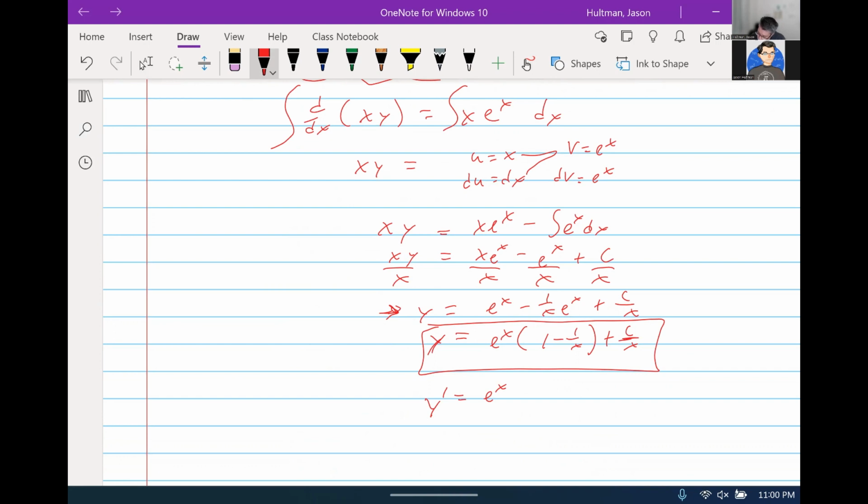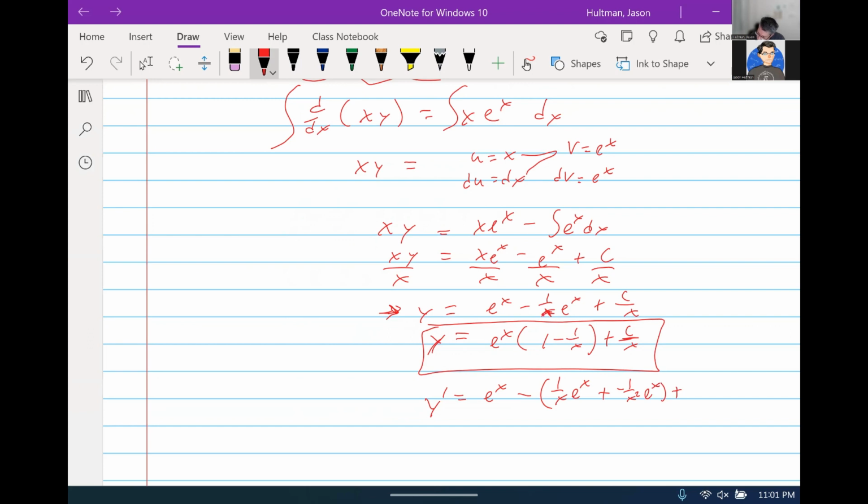Minus, and there I would get a product rule here, right? So that would be minus the derivative of the second, which is e to the x, times the first, that's 1 over x, plus the derivative of 1 over x, which is going to be negative 1 over x squared, times e to the x.